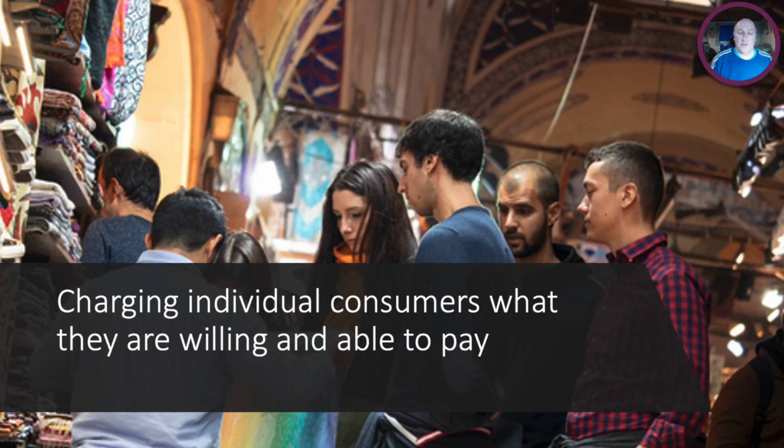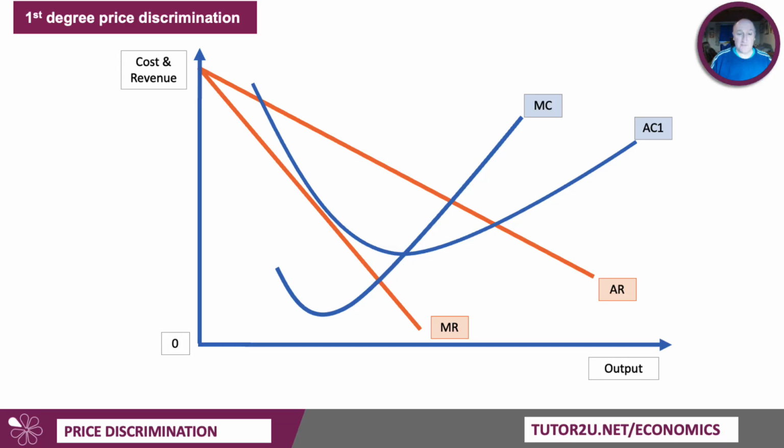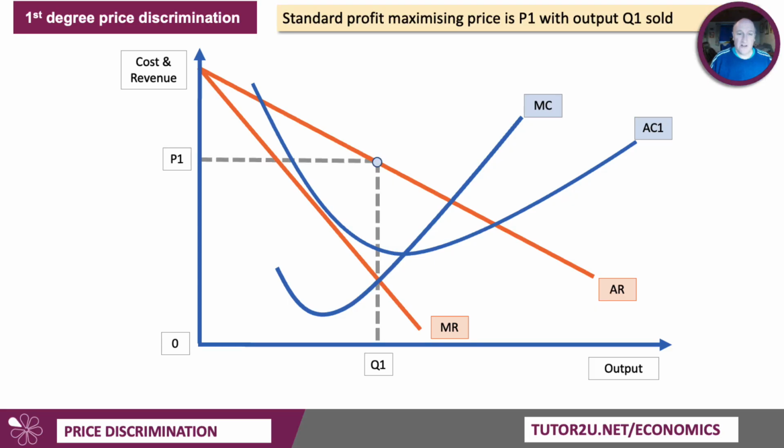So first degree is where you charge individual consumers what they are willing and able to pay. It's not always easy. We typically associate it with things like street bazaars, tourist haggling, individual negotiation between buyer and seller. So here's our analysis. Let me walk it through with you. Downward sloping demand curve for a product. The normal profit maximizing pricing output, where marginal cost equals marginal revenue, is output Q1.